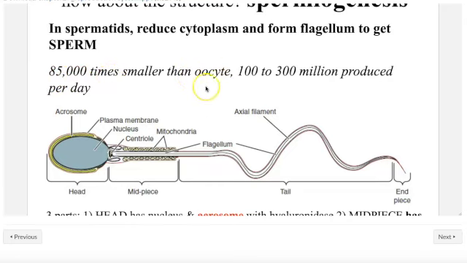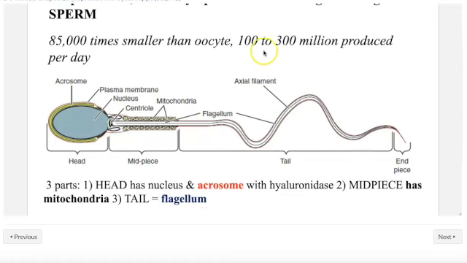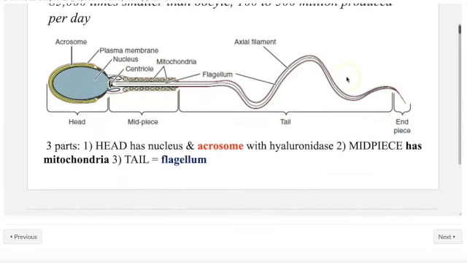If you guys have ever seen a picture or a video of an egg being fertilized, you can see the egg is like a giant sun, and then the sperm goes in, and then it will dig in. 100 to 300 million sperm are produced per day.